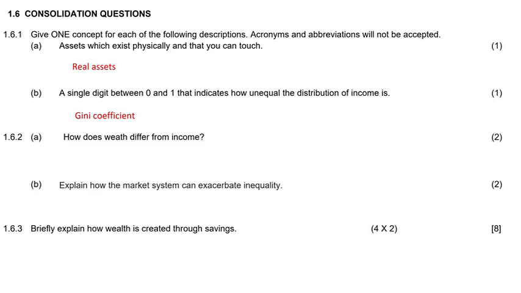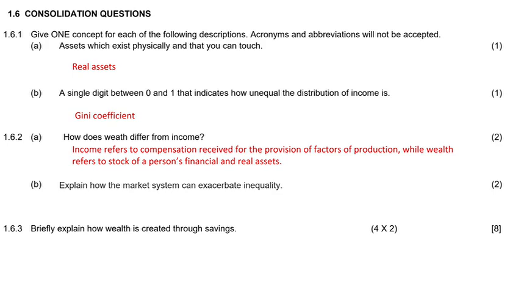How does wealth differ from income? This is what we started our talk with, and we said that your income is what is paid to your factors of production, whereas your wealth, on the other hand, is the accumulation of your assets. Right, so income refers to compensation received for the provision of the factors of production, while wealth refers to stock of a person's financial and real assets.